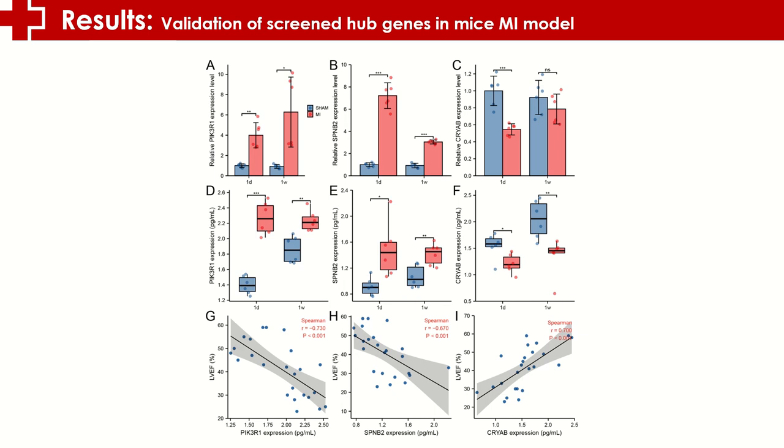And we also did the correlation analysis between the left ventricular ejection fraction and the hub gene expression, demonstrating that PIK3R1 and SPNB2 are negatively correlated to the ejection fraction, while CRYAB is positively correlated to the ejection fraction.